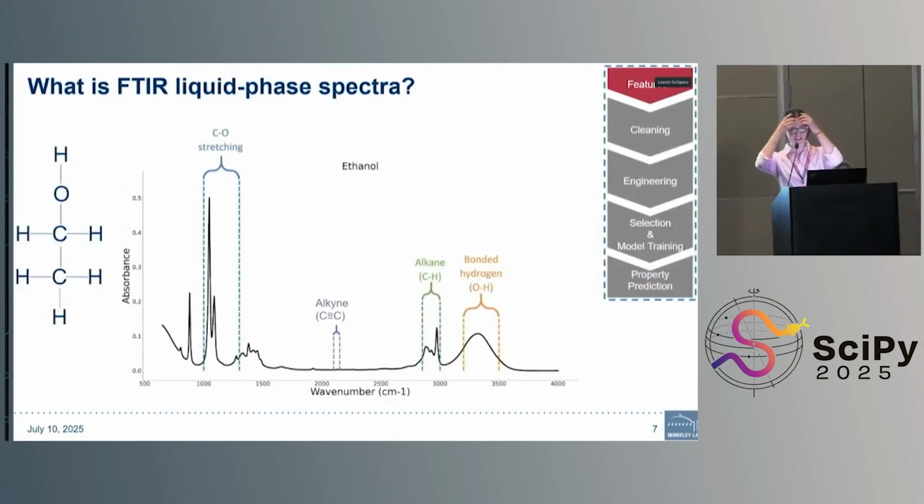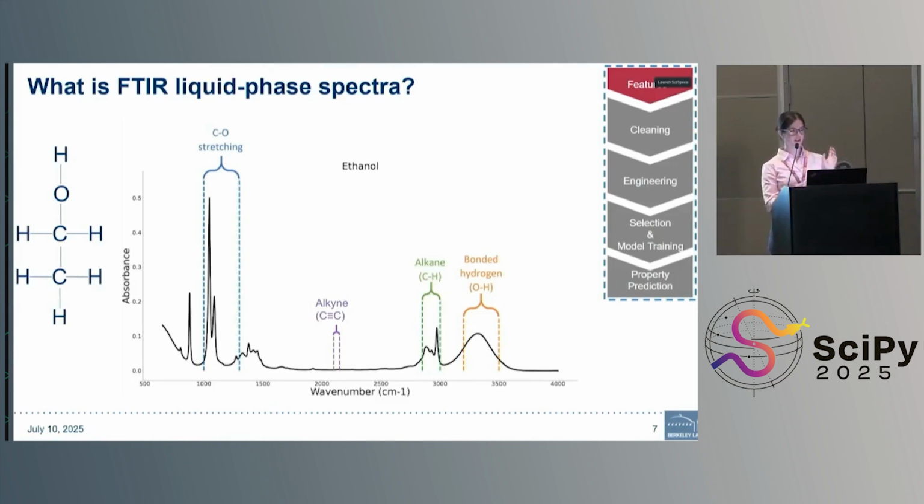Now, as I said, the first thing we had to do was find a viable set of features, and we ended up settling on liquid phase Fourier Transform Infrared spectra, or FTIR spectra. Now, FTIR spectra is widely used in the chemical characterization community as a way to probe the composition or structure as well as the quality of a mixture, or in our case, a fuel.